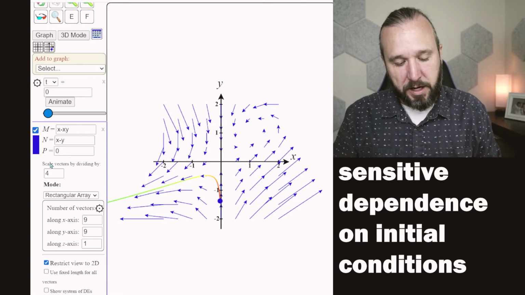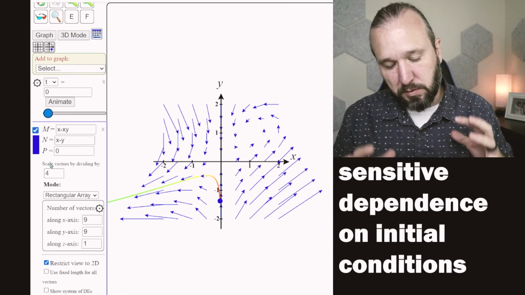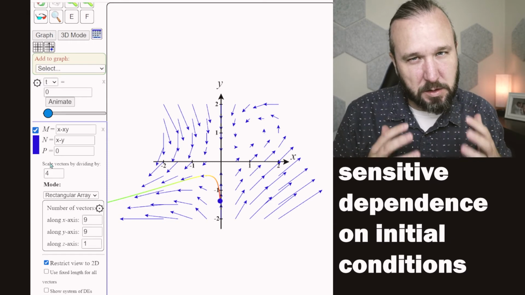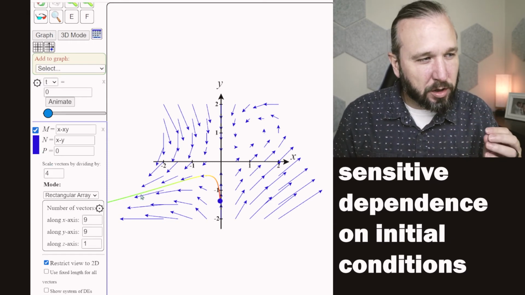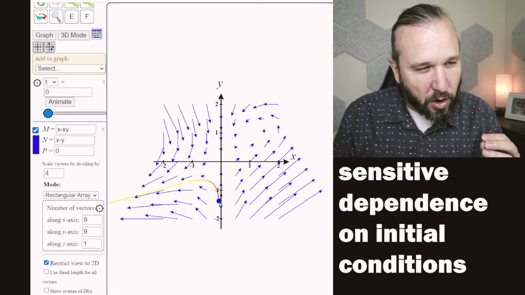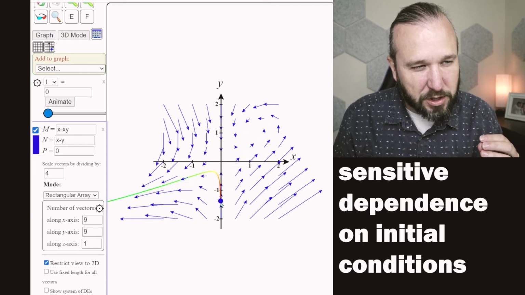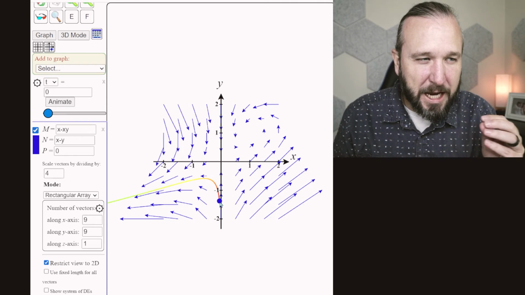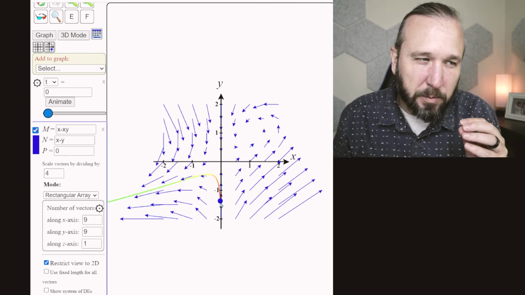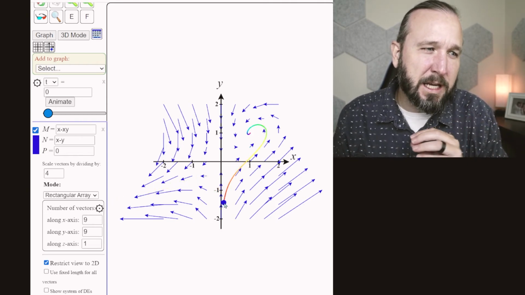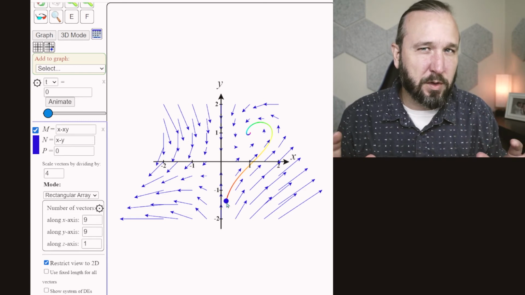So one of the prerequisites for solving problems in this way is to make sure that your initial conditions aren't close to a place like this. We call it a bifurcation point, where if you change your initial conditions just a little bit, then you end up with a very different result.